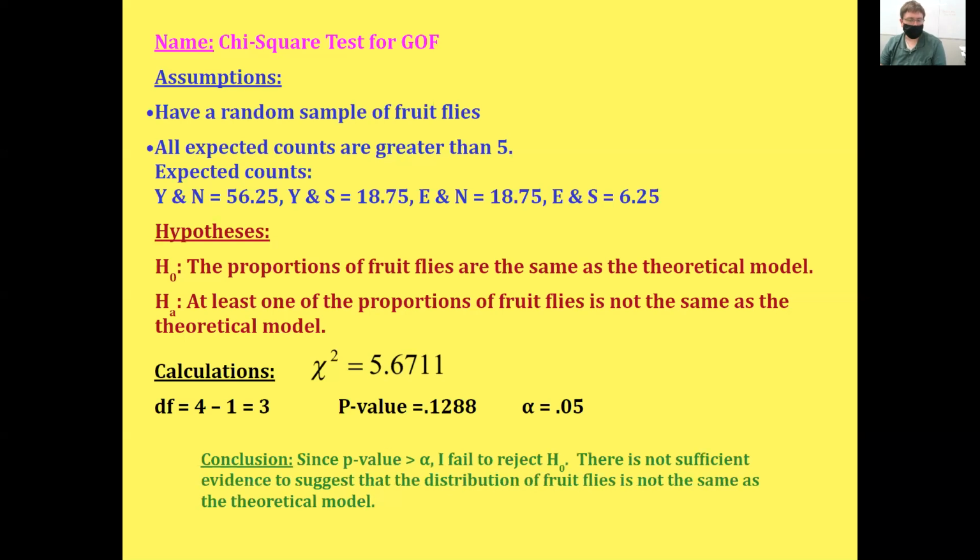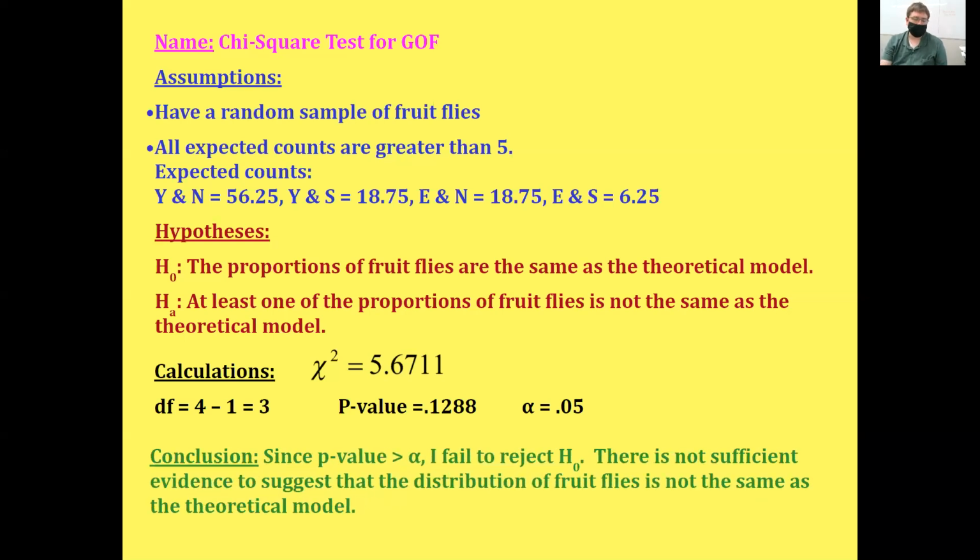All right, there's the conclusion. You should already have this written down, and it basically says the same thing as before. Since the p-value is greater than alpha, we fail to reject the null. There is not sufficient evidence to suggest that the distribution of fruit flies is not the same as the theoretical model. We did get some discrepancies in our data: 59 instead of 56, 20 instead of 18, and only 11 instead of 18. That one seems a little weird. And then 10 instead of 6. But they're not weird enough that we go into complete panic mode and change our proportions. Just chalk it up to life being random.